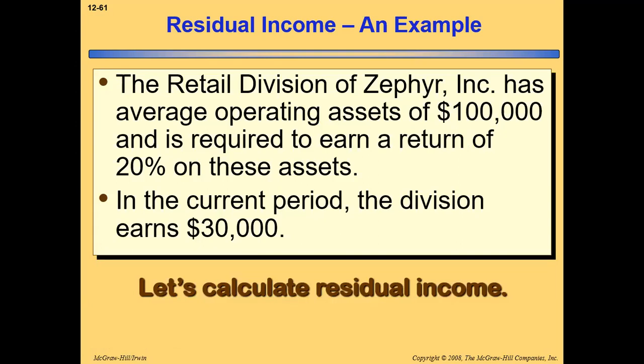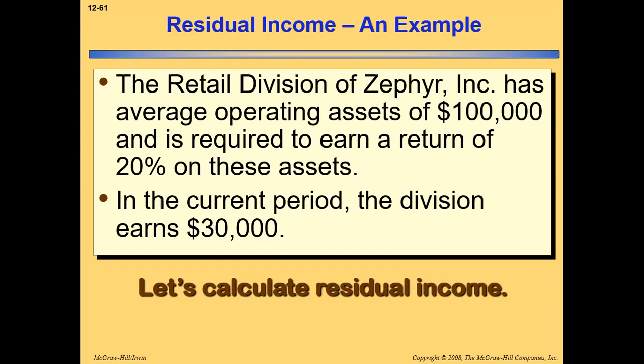See, the retail division of Jepar Inc. has average operating asset of 1 lakh and is required to earn a return of 20% on this asset. Okay, in the current period, the division earned 30,000. So what will be the residual income? So residual income formula you already know, that is net operating income. So here net operating income is 30,000. So 30,000 minus average operating asset multiplied by required rate of return. Average operating asset is 1 lakh, 1 lakh into 20%. So that means 20,000. So 30,000 minus 20,000. So 10,000 is our residual income.